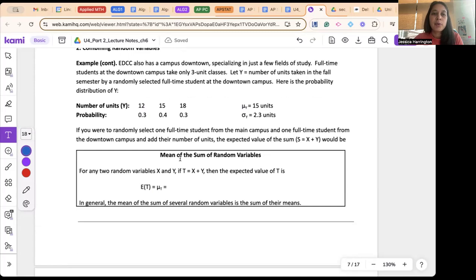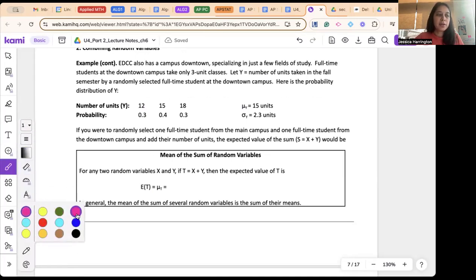The question is, if you were to randomly select one full-time student from the main campus and one full-time student from the downtown campus and add their number of units, the expected value of the sum would be, we're out of space. So I'm going to write it up here. You can squeeze it somewhere. So the expected value or the mean of the sum, right? If you're adding from the 2 campuses, would literally be mu x plus mu y. You just add the expected values or the means. Okay. So you can squeeze that in there.